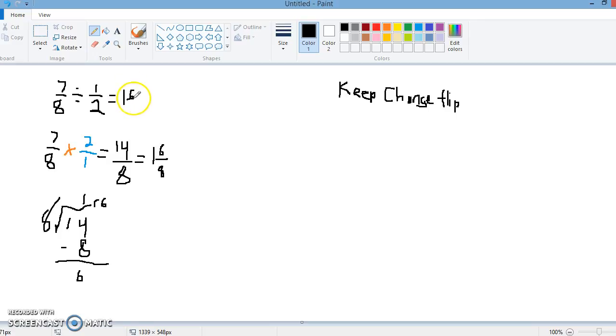As you can see, we used a simple rule of keep, change, flip. If we keep the first fraction, change the sign, and flip the second fraction, we can get our answer by doing hardly any division. Really, the only division comes in when our denominator is smaller than our numerator, and we can turn it into a mixed number. So there we have it. Any questions? See me in class.